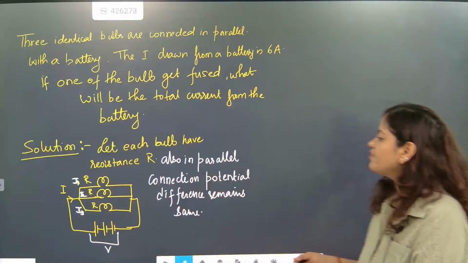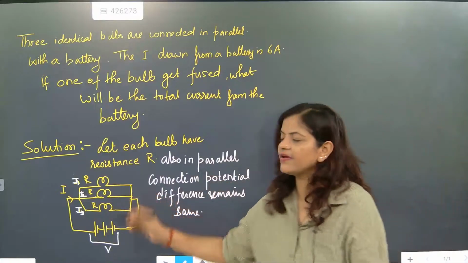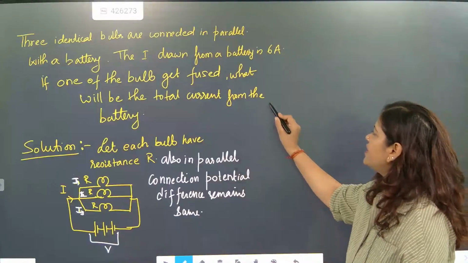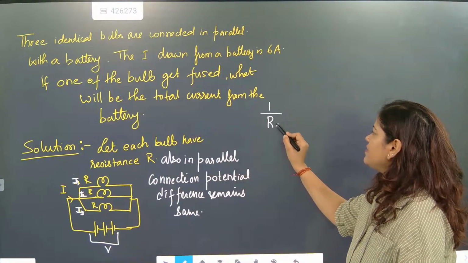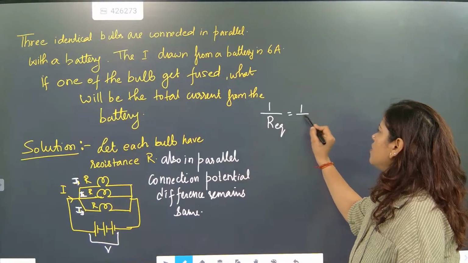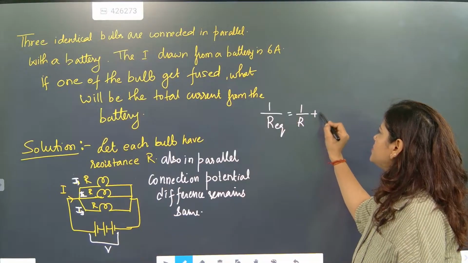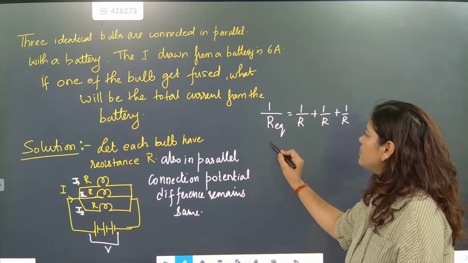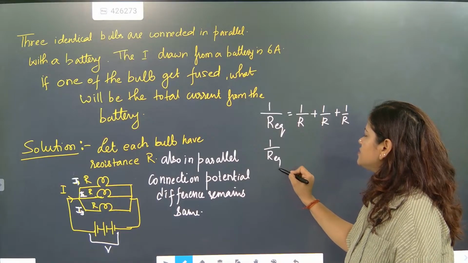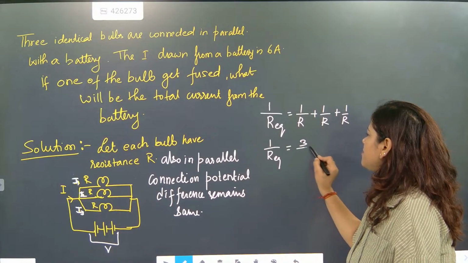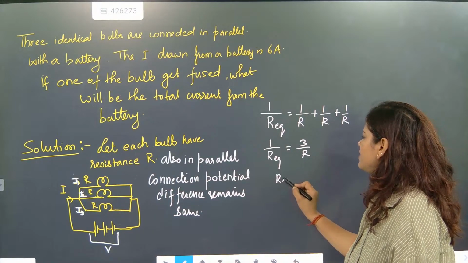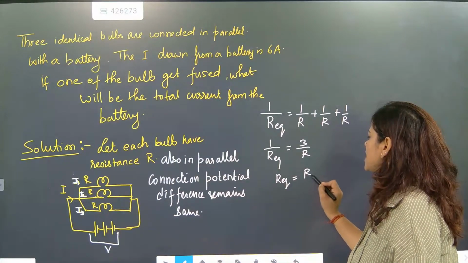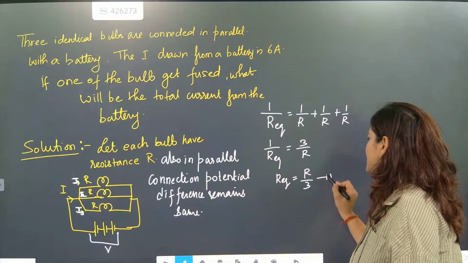So how we are going to find the resistance? Three bulbs are having equivalent resistance. First we'll find 1 by equivalent resistance is equal to 1 by R plus 1 by R plus 1 by R. So it is coming as 3 by R. So equivalent resistance is coming as R by 3. We will take it as equation 1.